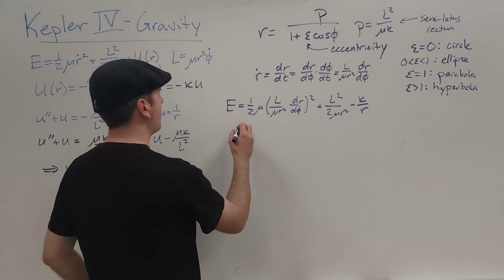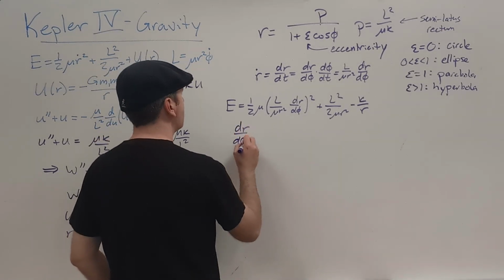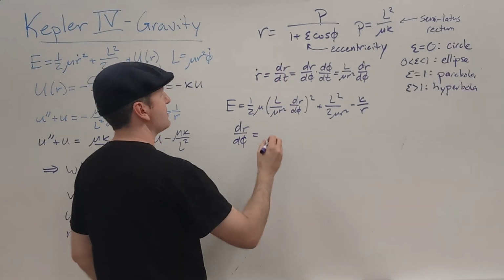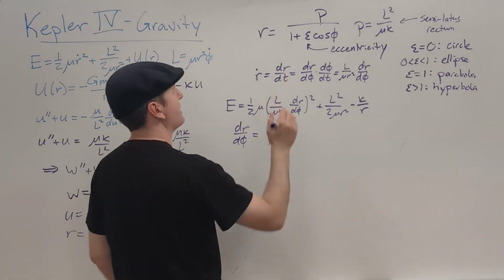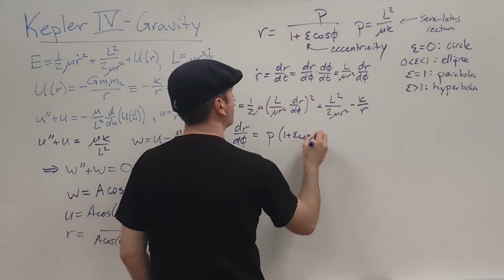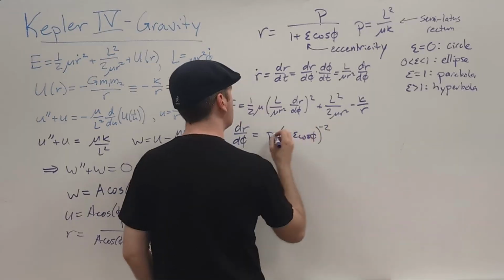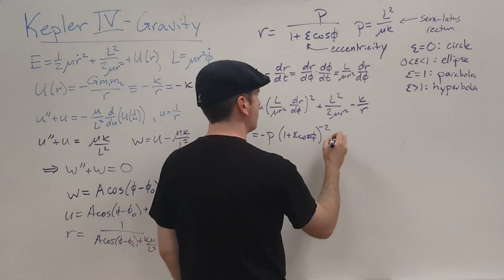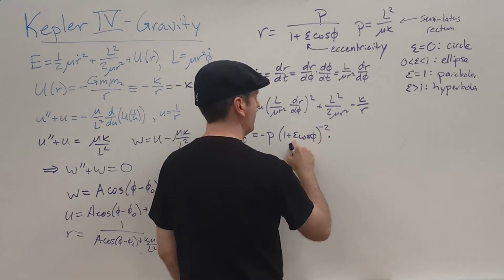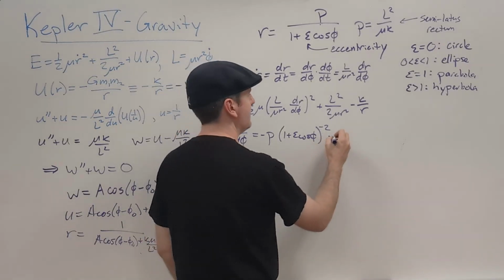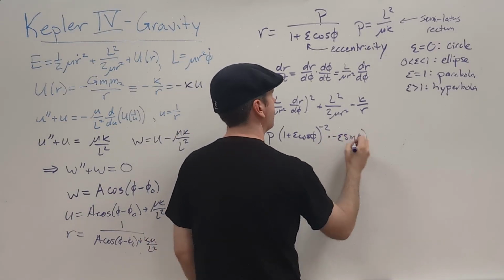So the first thing we should do is probably take dr d phi, because we have to plug that in here. And I'm just going to think of this as a chain rule type thing. So the p is a constant. This whole thing is to the minus 1 power. So when I take its derivative, I'll get a minus 2 with a negative out front. The derivative of the inside, of course, is going to be, well, epsilon is a constant. Derivative of cosine is negative sine.